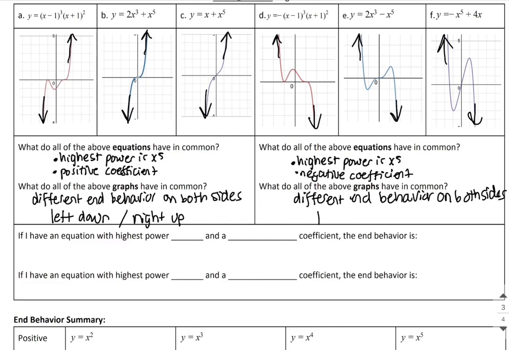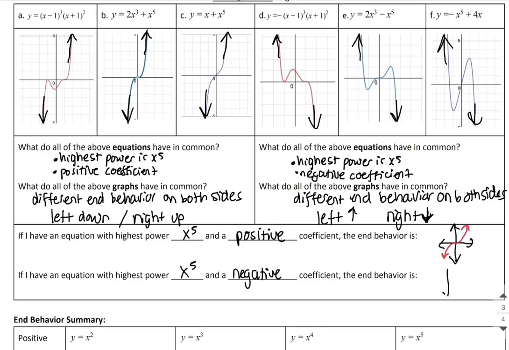So if I have the highest power x to the fifth power and a positive coefficient, as I go to the left, I'm going down, and as I go to the right, I'm going up. And if I have x to the fifth power and a negative coefficient, I know the graph is going to look like this. As I go to the left, I'm going up. As I go to the right, I'm going down.